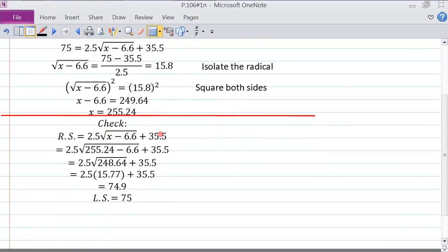I go back and put that number into the right side of the equation. Here's the right side of the equation. I replace the x with 255.24, and I subtract the 6.6. So I get 2.5 times the square root of 248.64, plus 35.5. The square root of 248.64 is 15.77. I multiply that by 2.5, and I add the 35.5. I get 74.9 as the right side, and the left side is 75, so this is close enough.